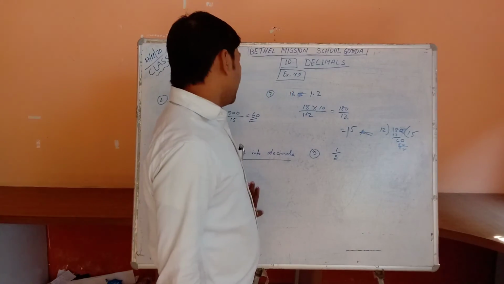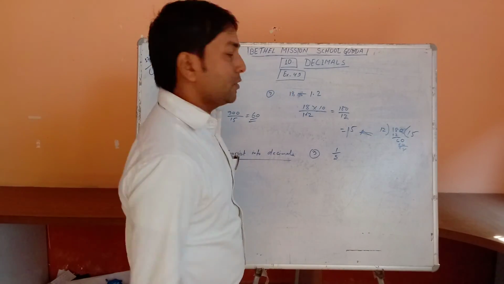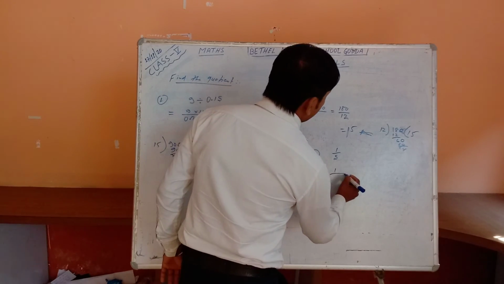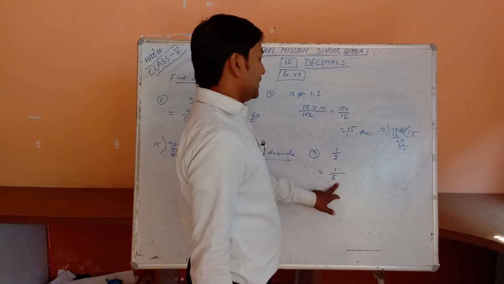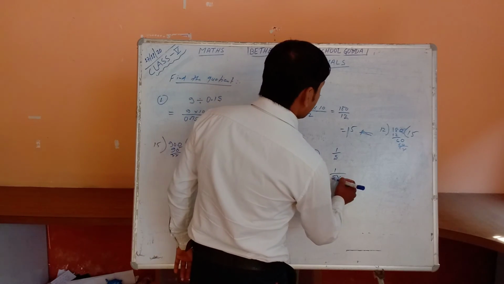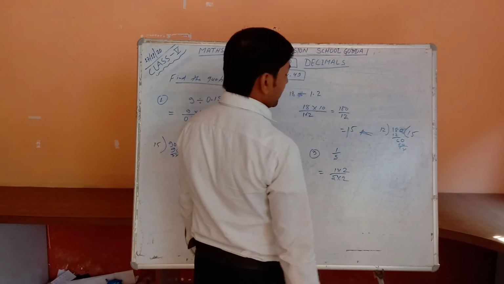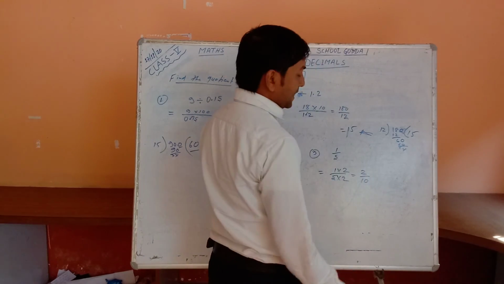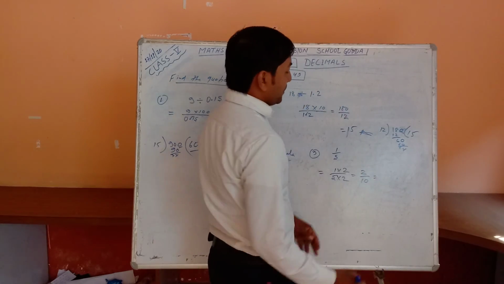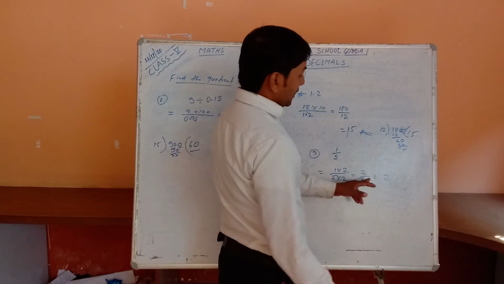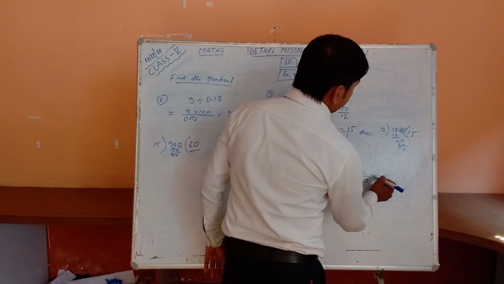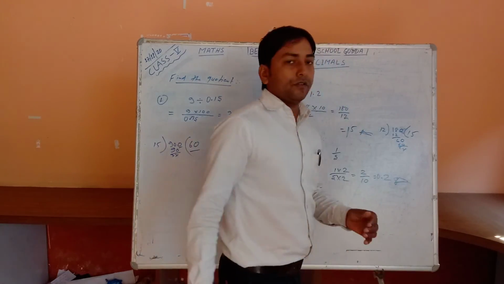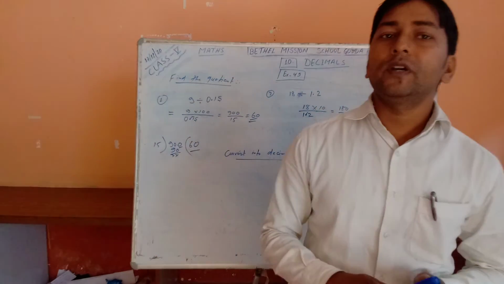And here, convert into decimal. You have to convert this one into a decimal. You have two methods. You can make the denominator 10: for making 10, we multiply by 2, so 2 by 10. Now put the decimal after one place: 0.2. Or you can divide also. I hope you got it.